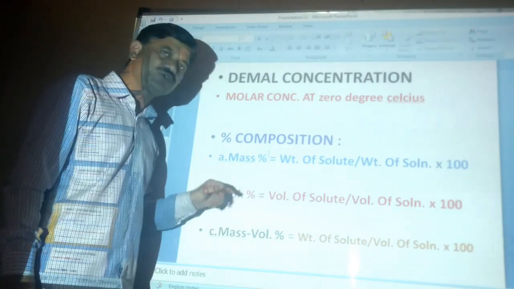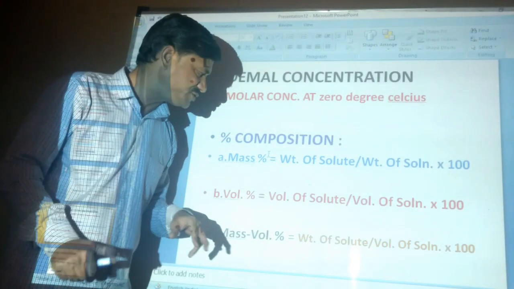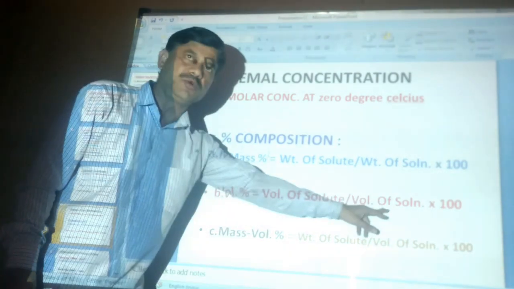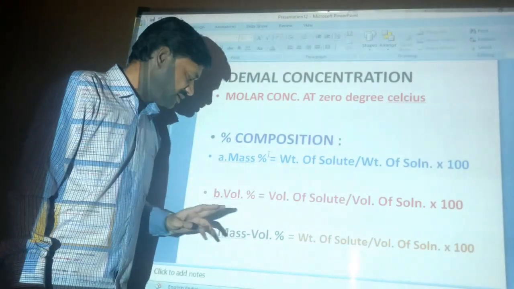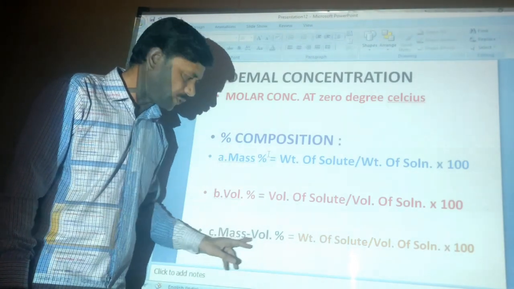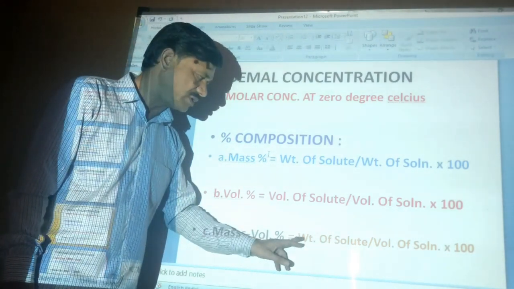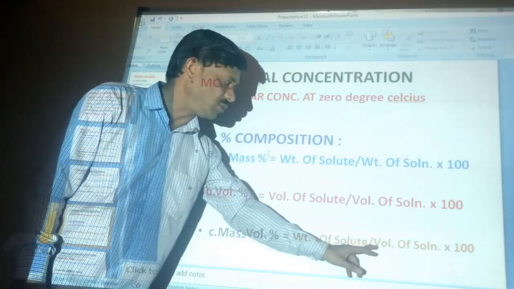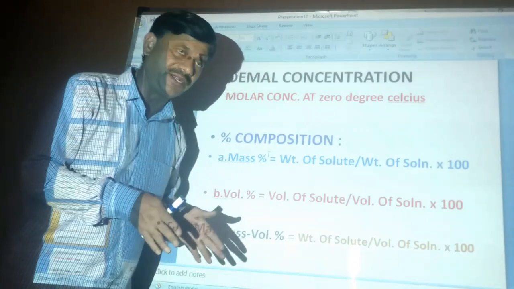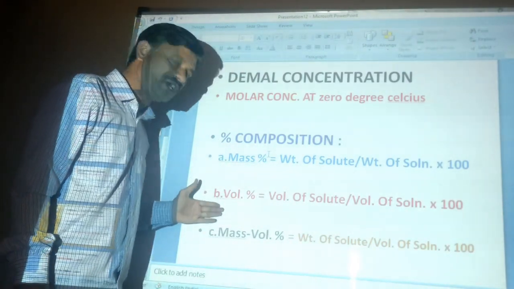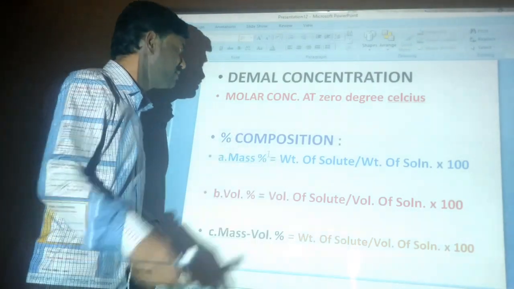Similarly, in case of volume percentage, what should be changed? Instead of weight, volume of solute upon total volume of solution into 100. And in case of the third percentage composition, mass volume percentage, what are we going to consider here? Weight of solute upon total volume of solution into 100. So try to remember these three methods: W by W, V by V, W by V.